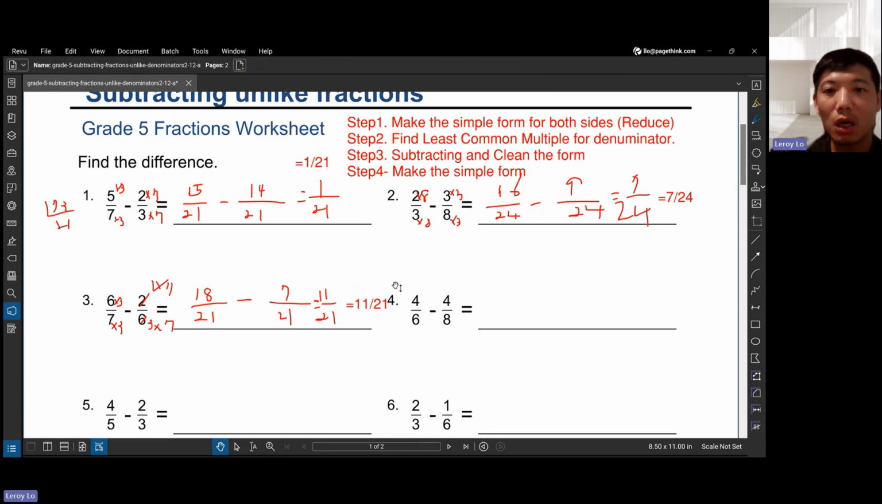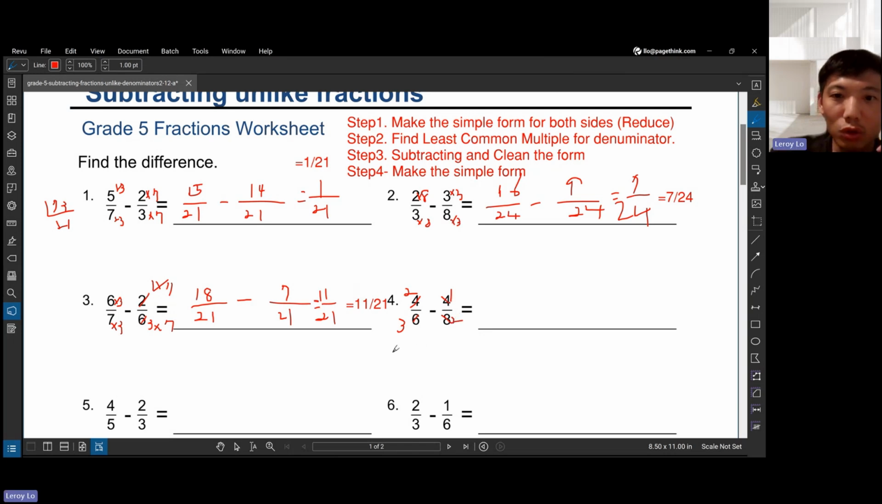So number 4, 4 over 6 minus 4 over 8. So first one, we need to make the simple form for both sides, which is left side and right side. Right side, I mean on the right of the minus, and then left side, which means on the left of the minus. Okay, so 4 over 6, we know there's a common factor of 2. So we divide by 2, 4 divided by 2, we got 2. 6 divided by 2, we got 3. And then 4 over 8, we got 1 over 2.